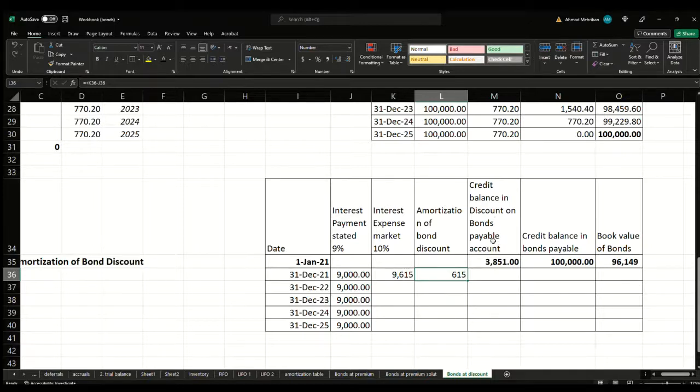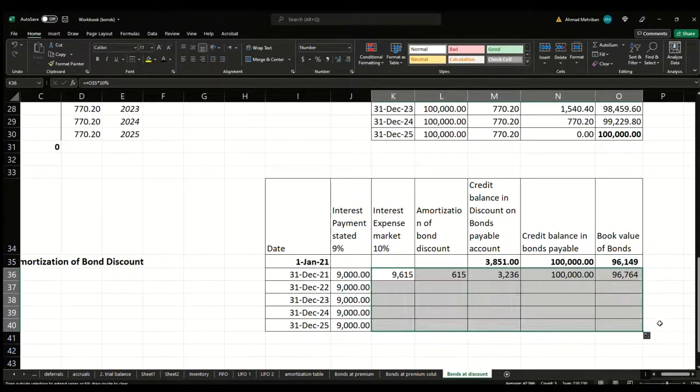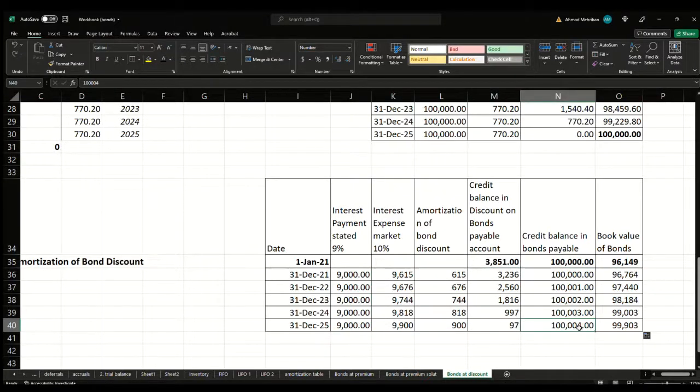Now, the credit balance on the discount will be the difference, this minus 615, which is 3,236. The credit balance on the bonds payable will stay the same because it doesn't get affected. However, the book value of the bonds will slowly start to increase by the same amount, to 96,764. Now, I can basically just drag this formula all the way down. Again, I will have a small rounding error. Sorry, I dragged the formula and it changed everything. Just a second. So I'm going to have this 97 as my rounding error.